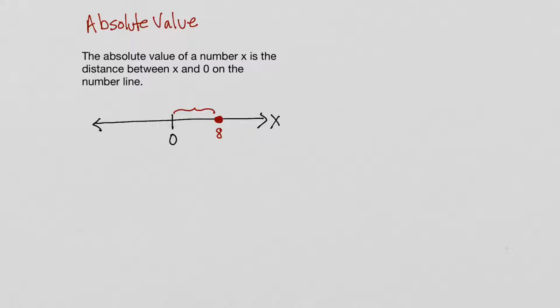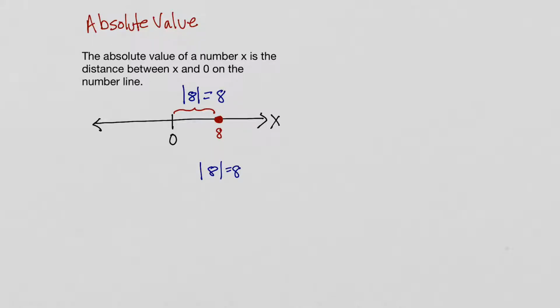And here's how we're going to write that. We're going to say the absolute value. When we say absolute value, we use these vertical bars. We put the number inside, and we decide how far is 8 from 0. Well, we know it's 8 units. So we're saying here that the absolute value of 8 is 8. I'll write it down here. The absolute value of 8 is 8.